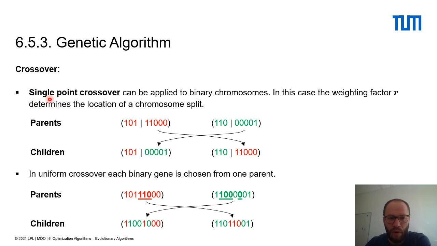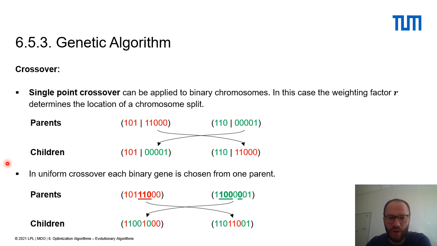By a single point crossover operation, we have a weighting factor R, which is defining the position where we do the crossover. So the crossover position is here and here now. And then we just do the crossover operation and we change the genes of the chromosomes respectively. So these genes are going there for this chromosome and the other way around. And this is the way how we create new children here.